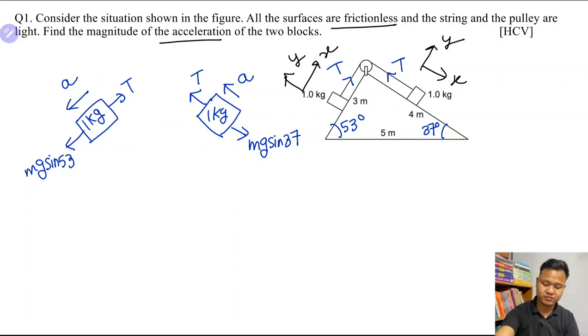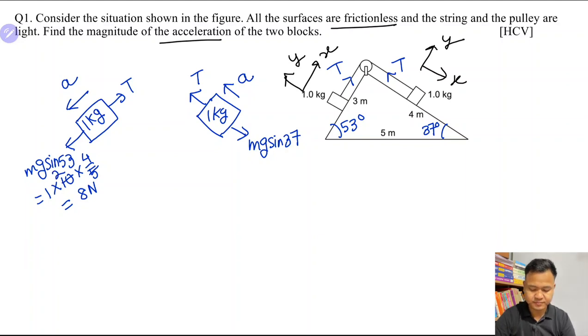Now we just have to write the force equation. On the left side I have mg sin 53, that is 1 into 10 into sin 53, which is 4 by 5. So this is how much? 8 Newton. For the other block, 1 into 10 into sin 37, which is 3 by 5, that is 6 Newton.